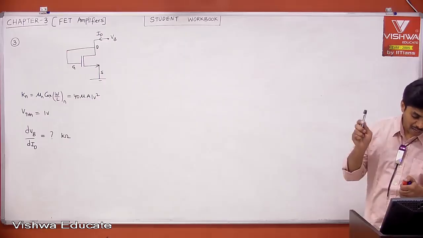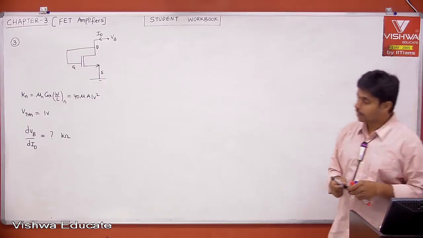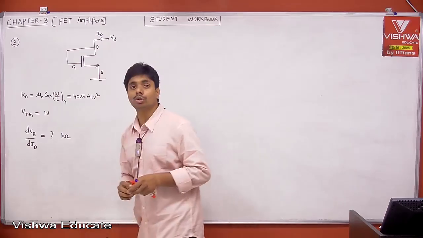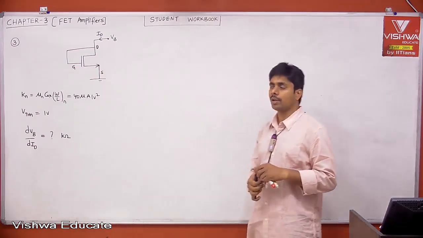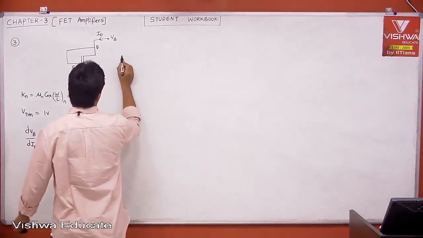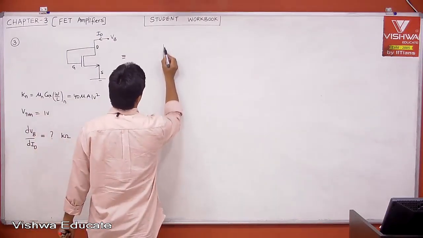He is saying at a bias point of 2 volt. At a bias point of 2 volt means what is VB? VB is equal to 2 volt. That is what he is saying. Okay. Now, just treat it like a black box.